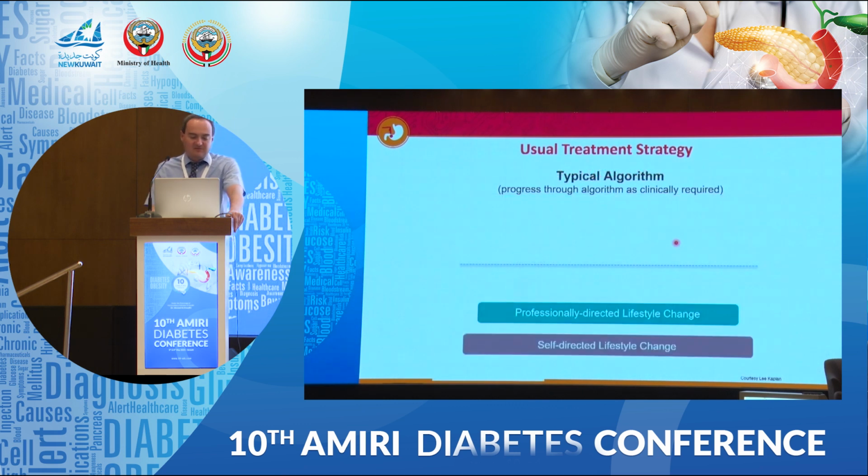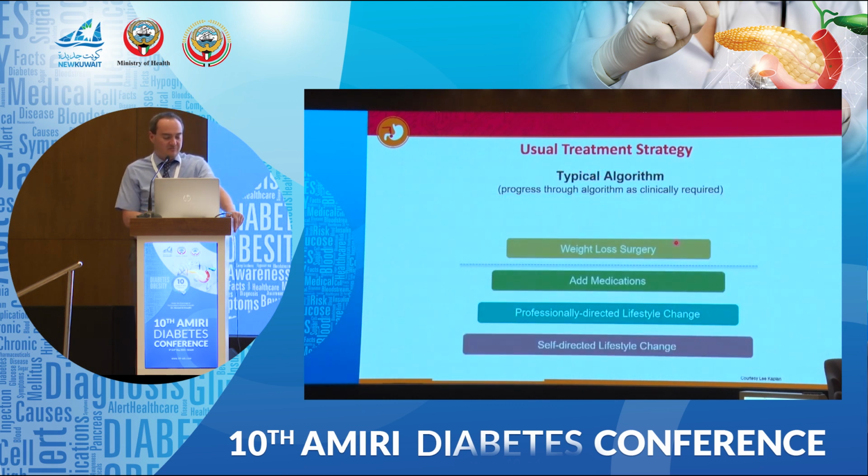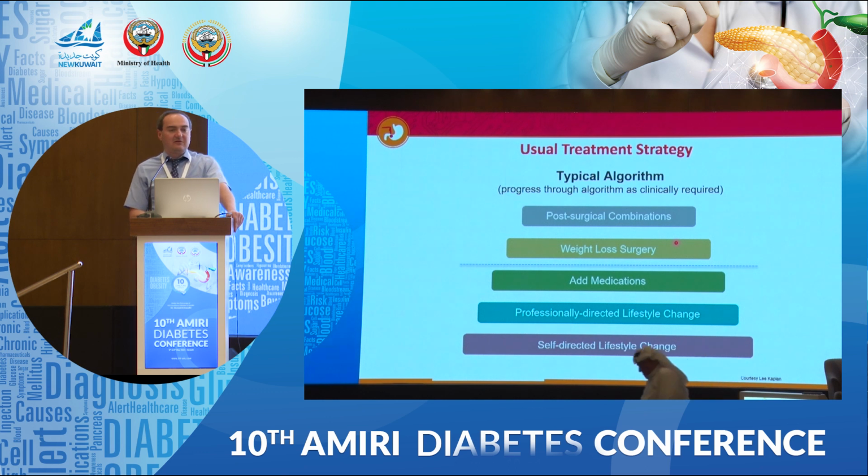So what Iba has just said is very, very true. This is the usual way that we treat obesity, with people starting with their own changes, then they come to us, and we do lifestyle changes, then we add medications, then surgery, and then surgery with medicine. For many people, this is the right thing to do. This approach is right for many people, but it is wrong for many others.